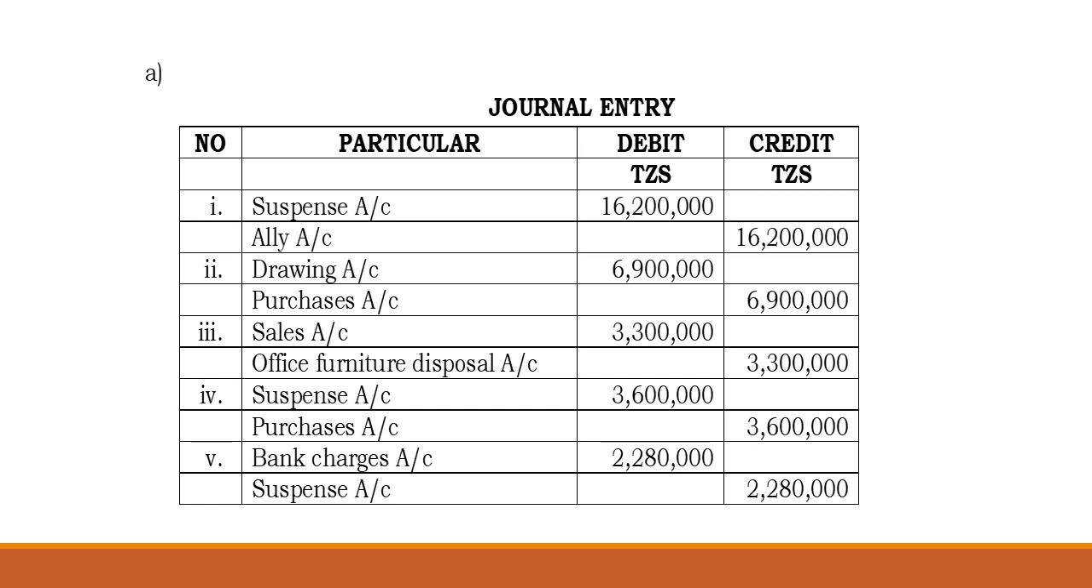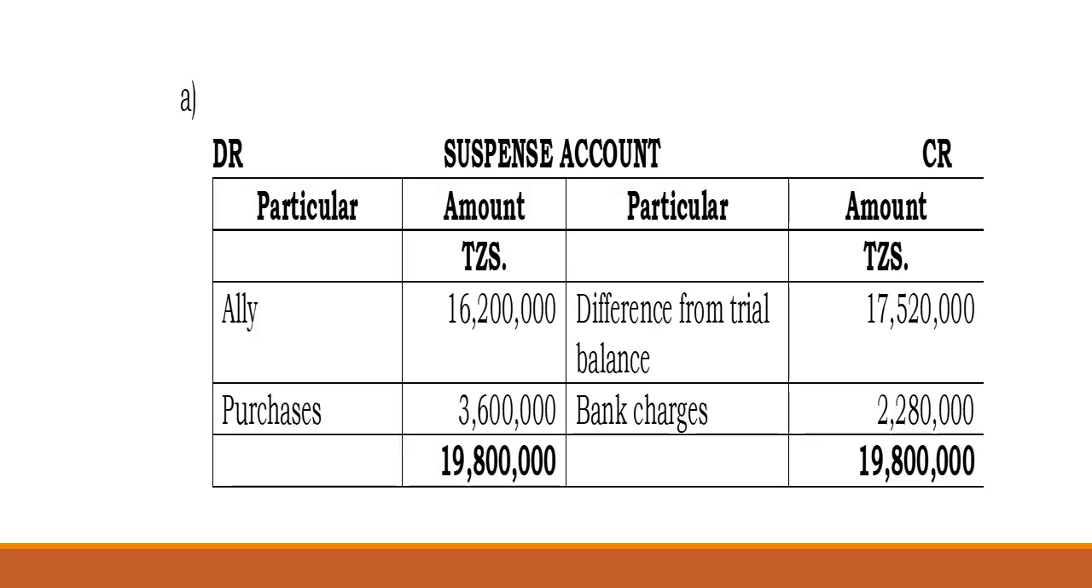Again, the amount of bank charge entered on the cash book did not get posted to bank charges. So we debit bank charges by 2,280,000 and credit suspense account 2,280,000. That is the prepared entry.